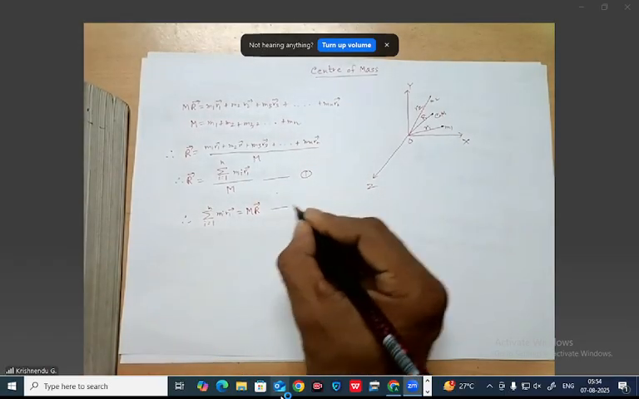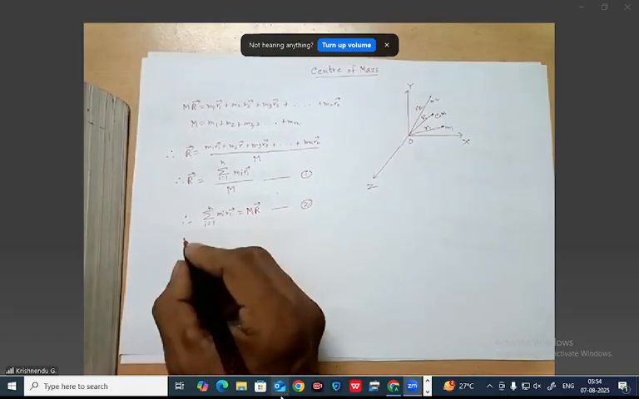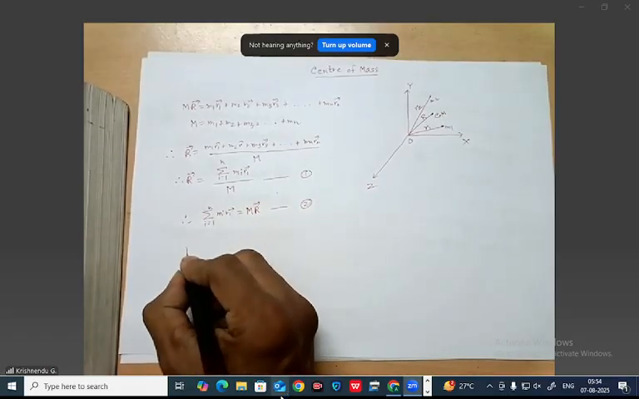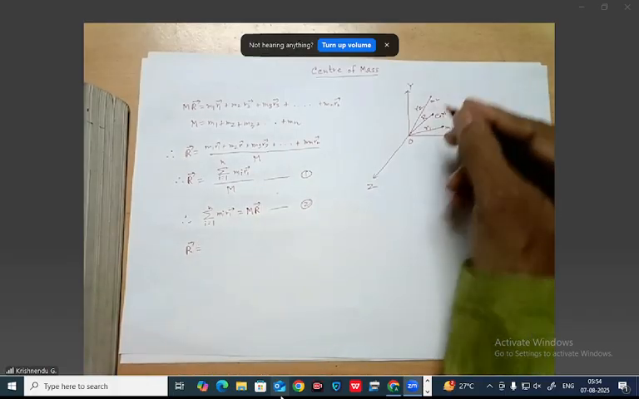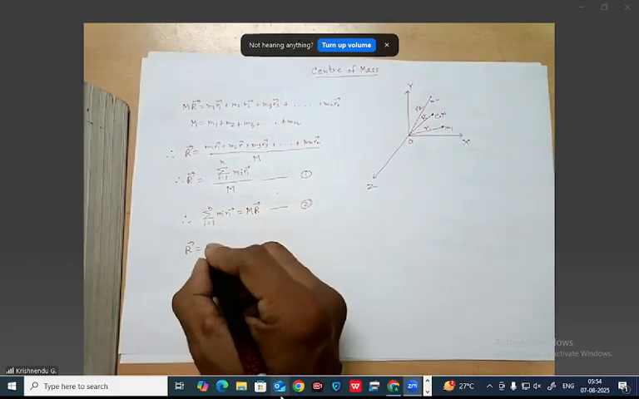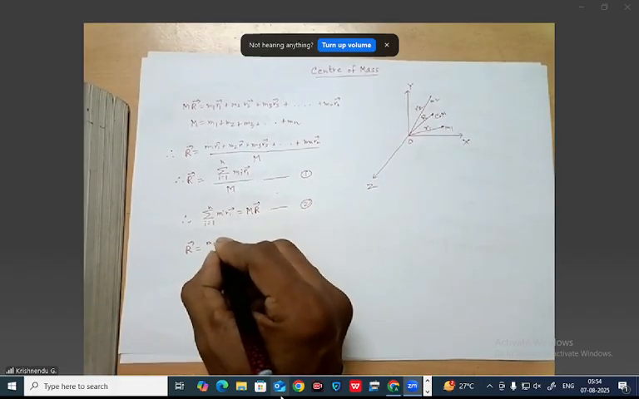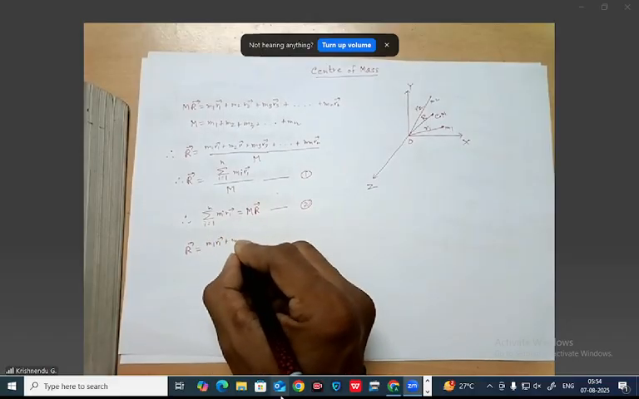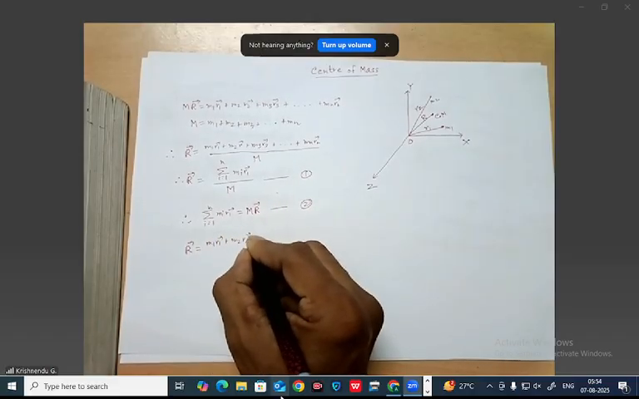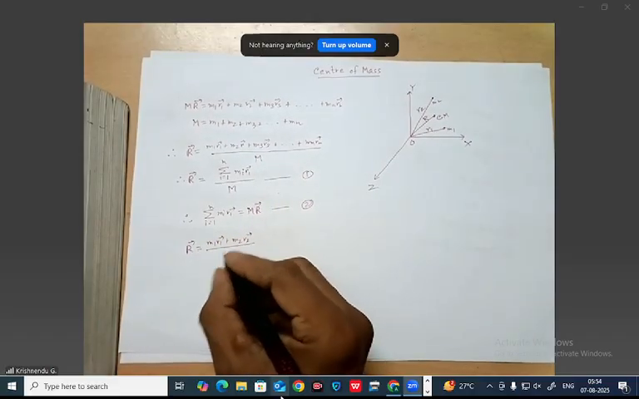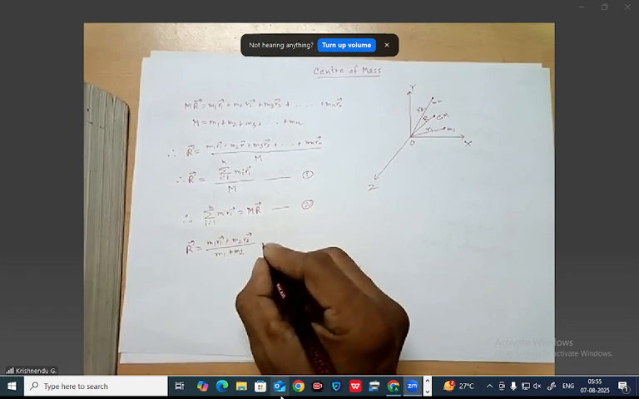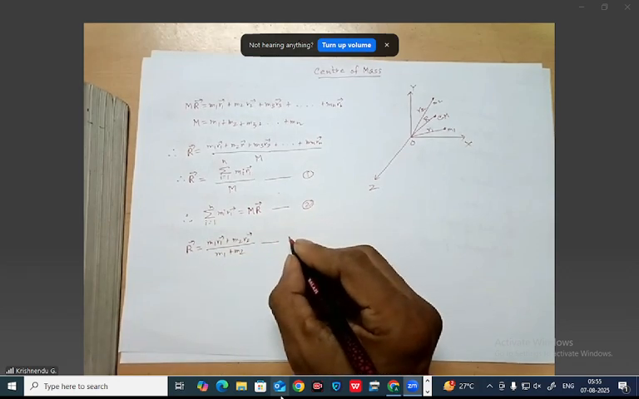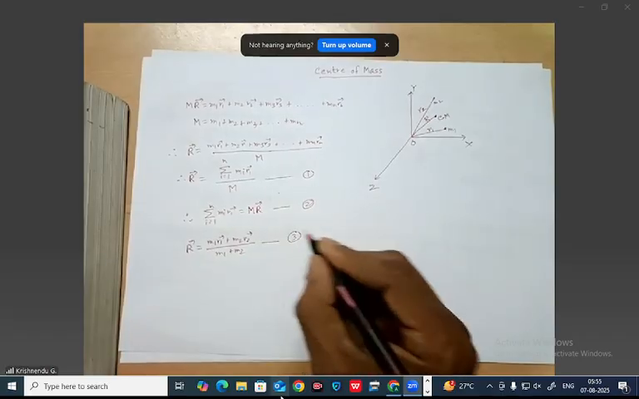If we take two particles m1 and m2, then r vector will be m1 r1 vector plus m2 r2 vector by m1 plus m2 for two particles. This is 4.3.